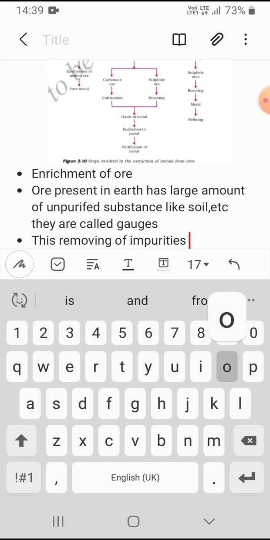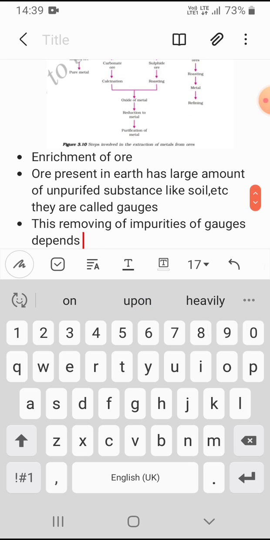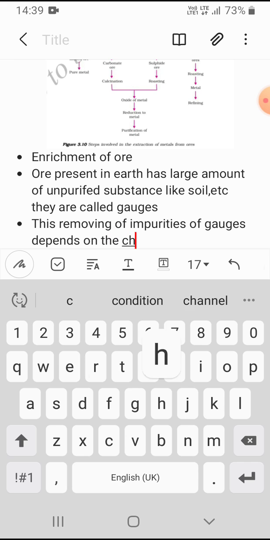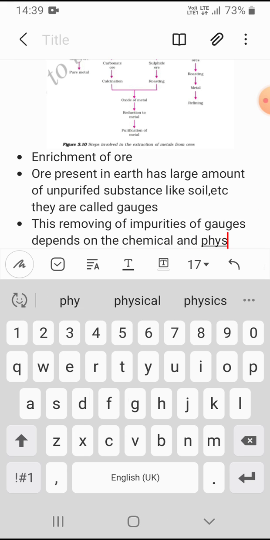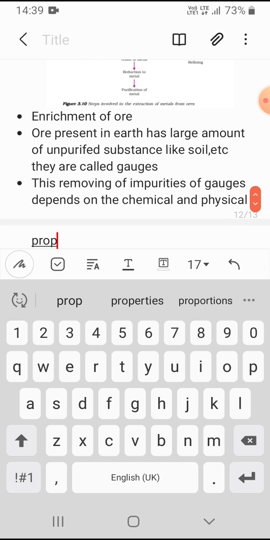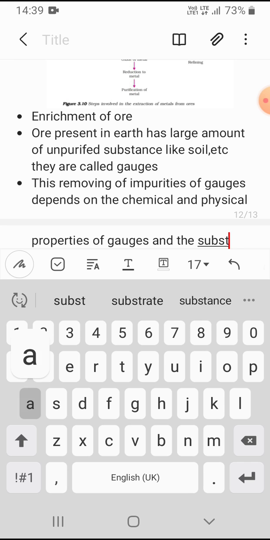Removing the impurities of gangue depends on the chemical properties of the gangue, and on the chemical and physical properties of the substance and the gangue.